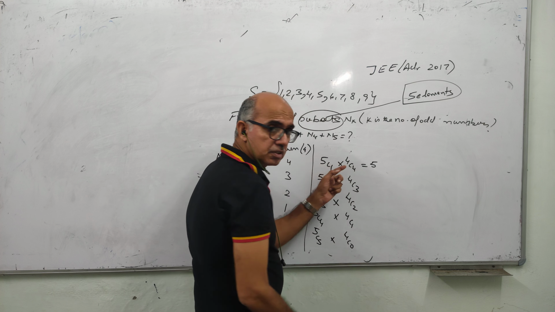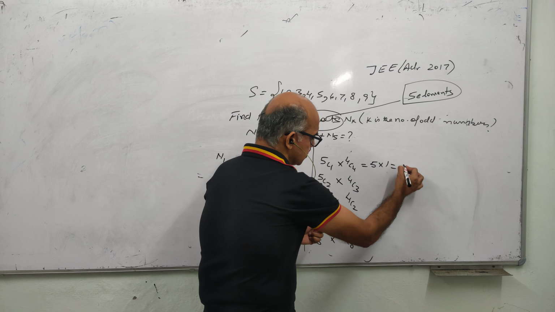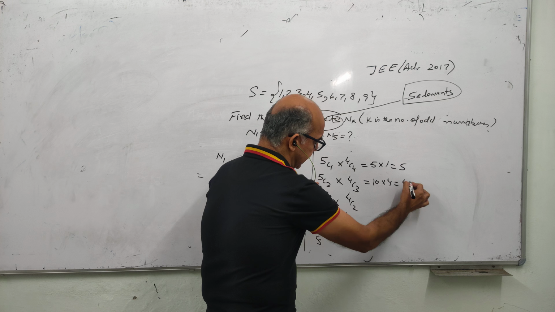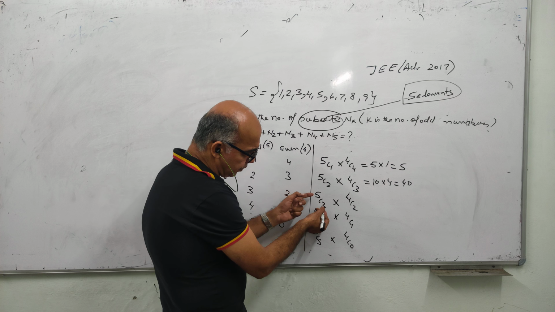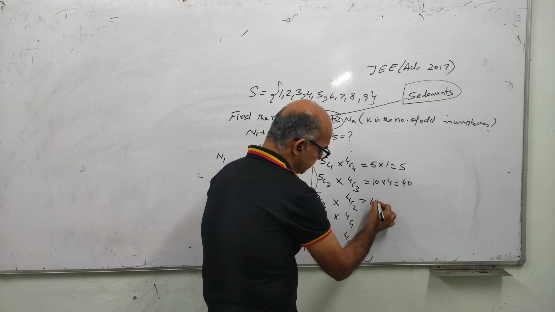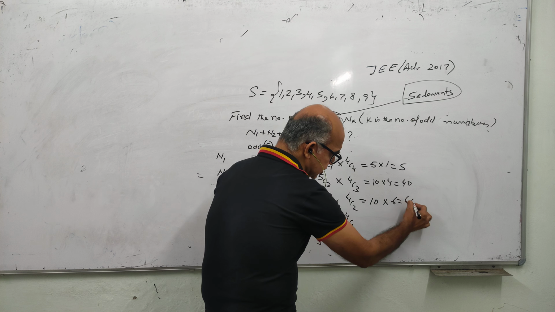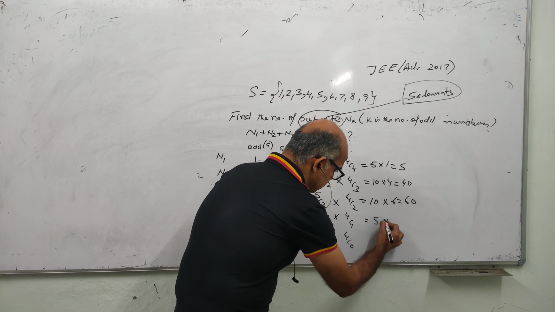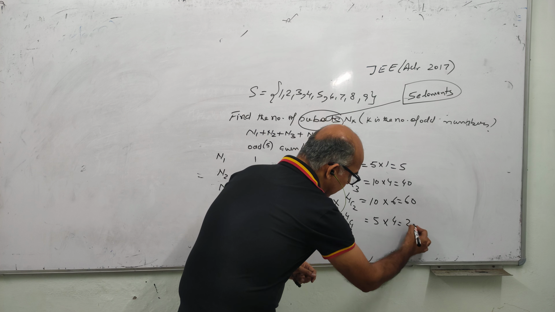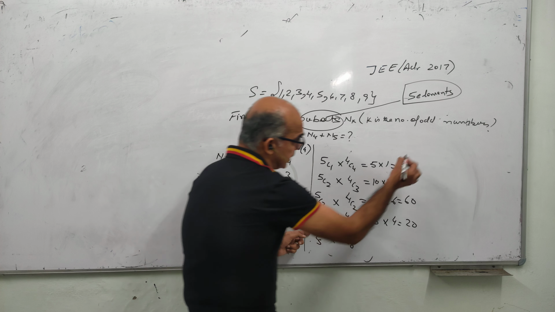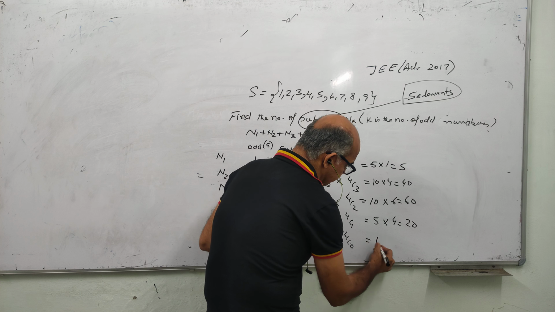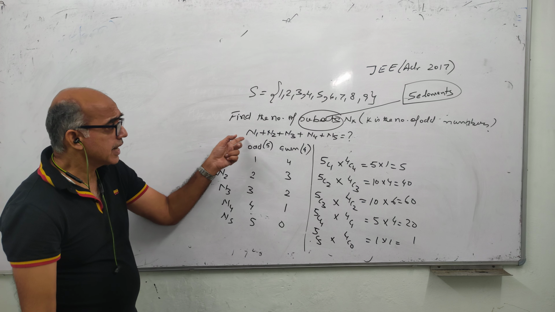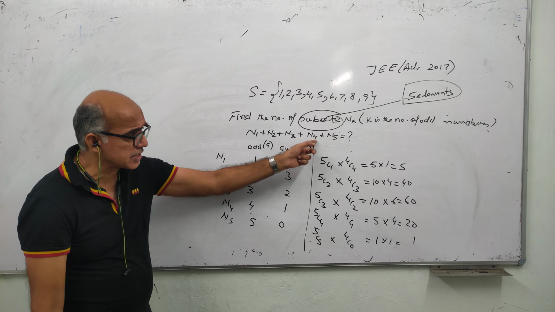5C1 we know is 5. 4C4 is 1. So that's 5. 5C2 is 10. 10 into 4, 40. 5C3. You know 5C3 is 10 again. 4C2 is 6. So it's 60. 5C4, 5. 4C1 is 4. That's 20 again. 5C5, you know nCn is 1. So 5C5 is 1. 4C0 is 1. So it's 1.